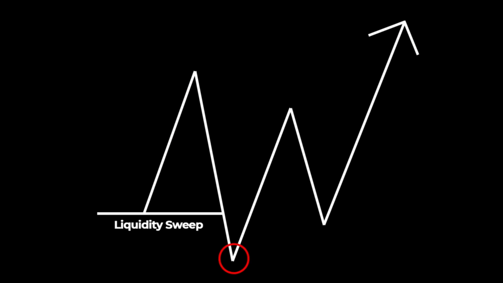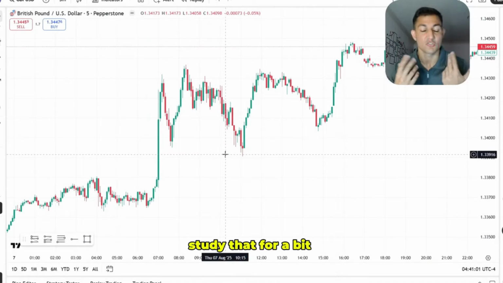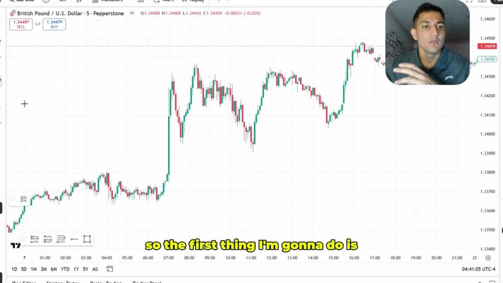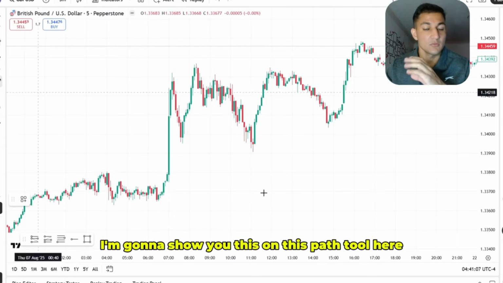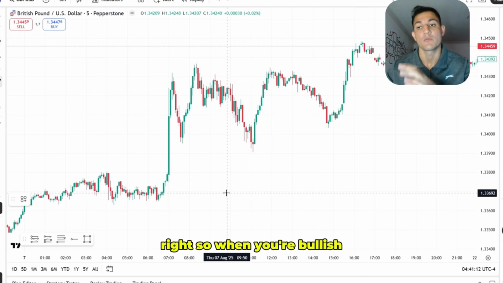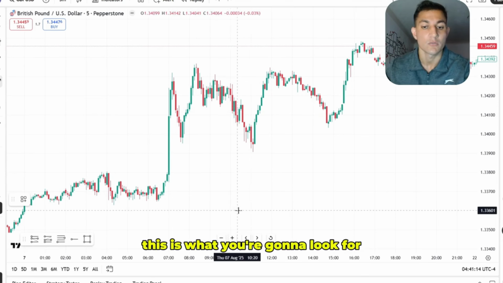Now, I'm going to put a nice graphic on screen of what a liquidity sweep looks like when you're bullish. So you probably want to pause the video and just study that for a bit. However, I'm just going to show you it in price action, right? So the first thing I'm going to do is show you this on this path tool here. Now, what a sweep is when we're bullish, and you just flip it on its head when you're bearish, right? So when you're bullish, this is what you're going to look for.